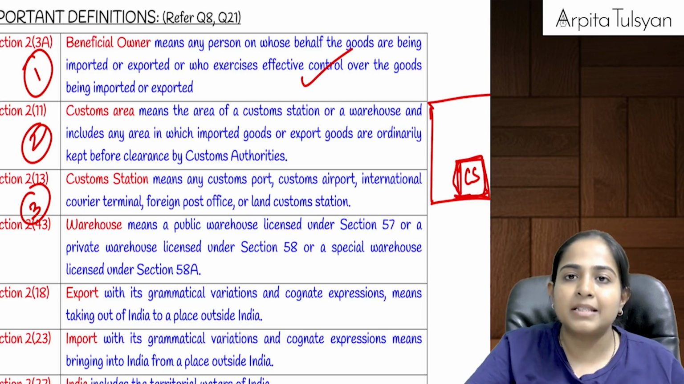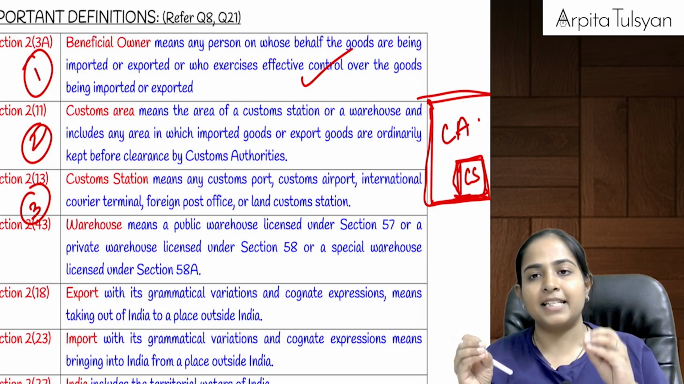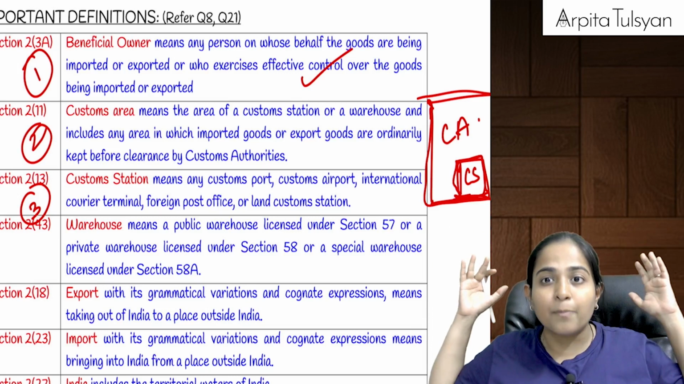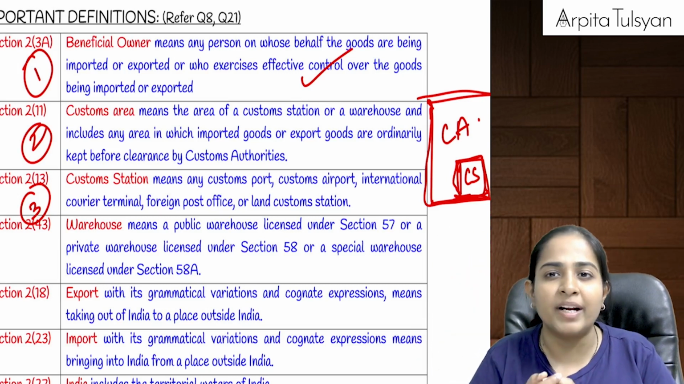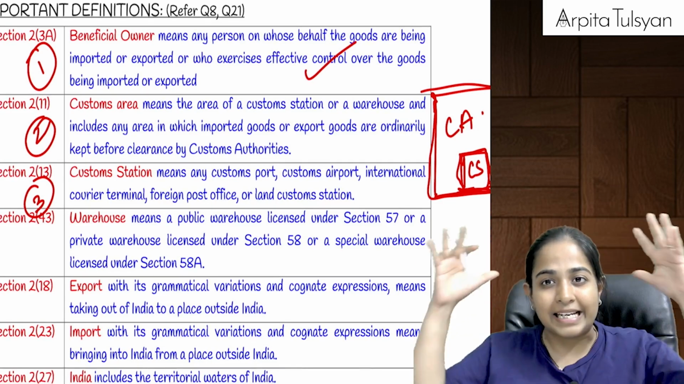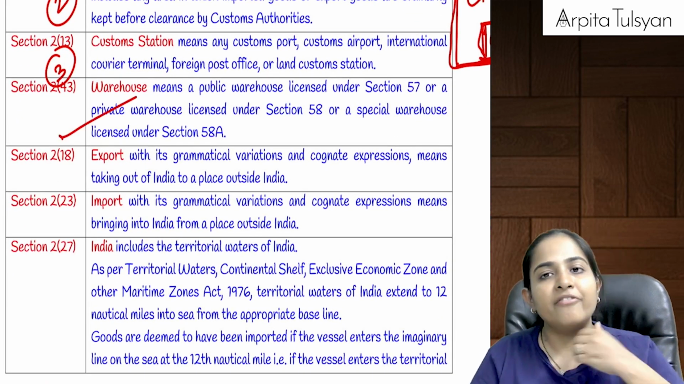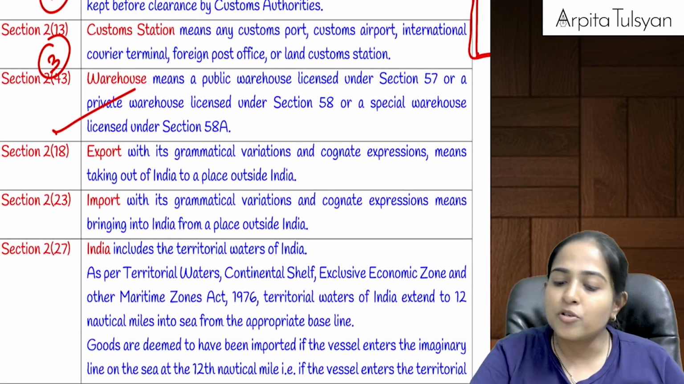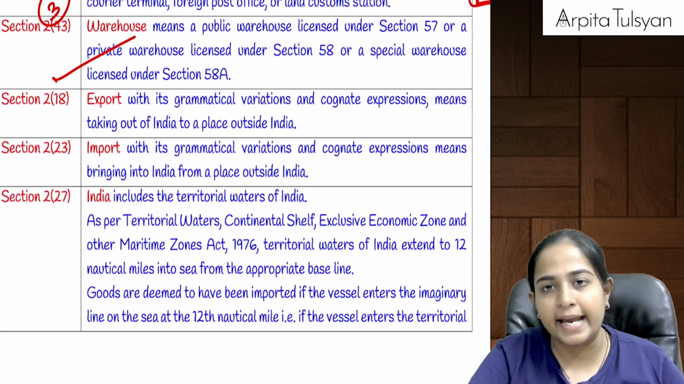Now this customs station is there in a customs area. Can we also say that customs area is a broader place where the customs station will be situated, warehouses will be situated, the goods will be kept before clearance and all those things. So customs area is a big thing, and one part in customs area is your customs station. Then warehouse, where we can store the goods before clearing it for home consumption. There can be a public warehouse, a private warehouse, a special warehouse, etc.